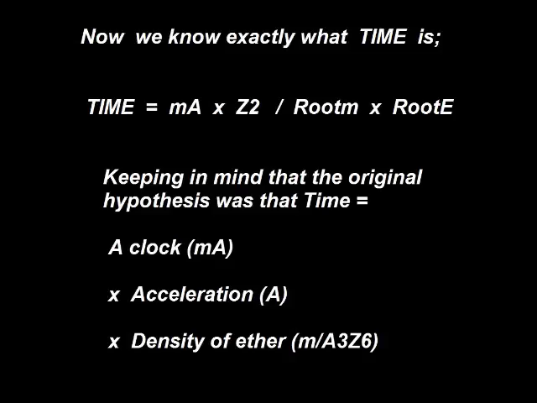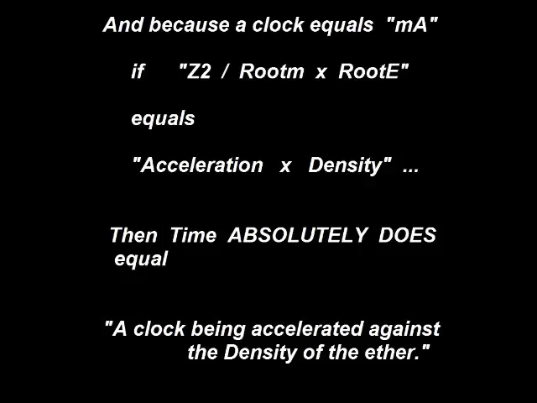Time equals mass times acceleration times z squared divided by root m times root e. Keeping in mind that the original hypothesis was that time equals a clock times acceleration times the density of the ether. And because a clock equals ma, if z squared over root m root e equals acceleration times density, then time certainly does equal a clock being accelerated against the density of the ether.